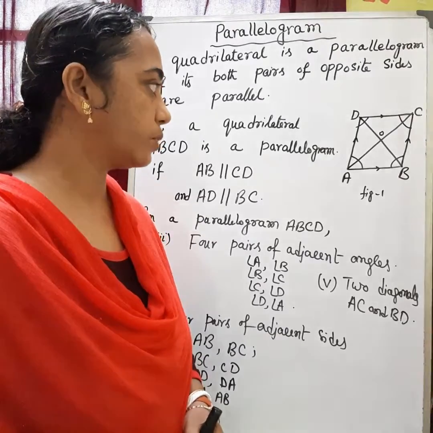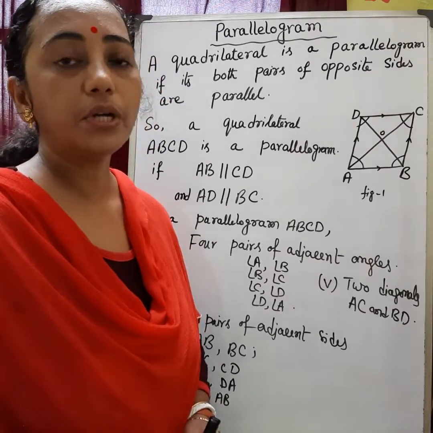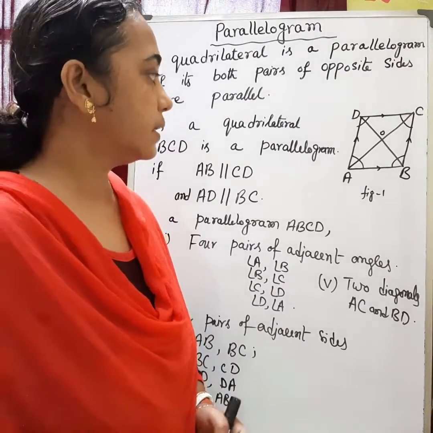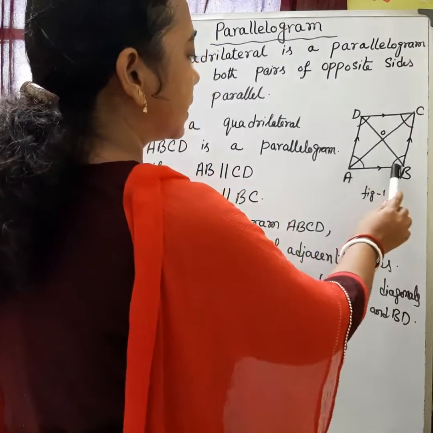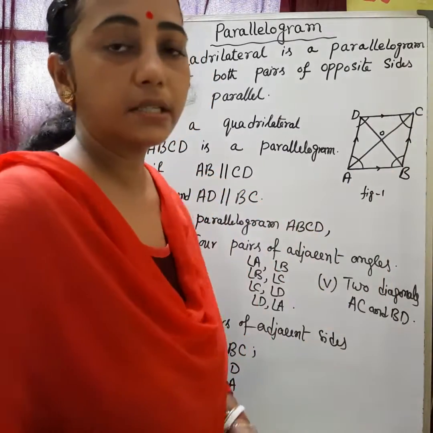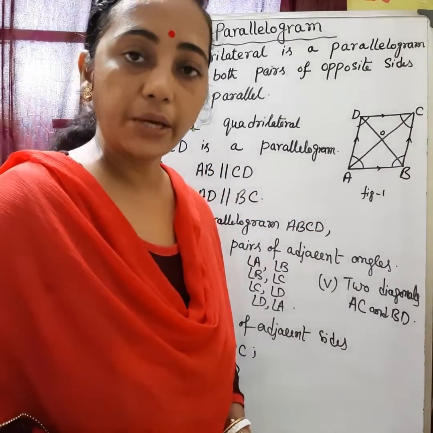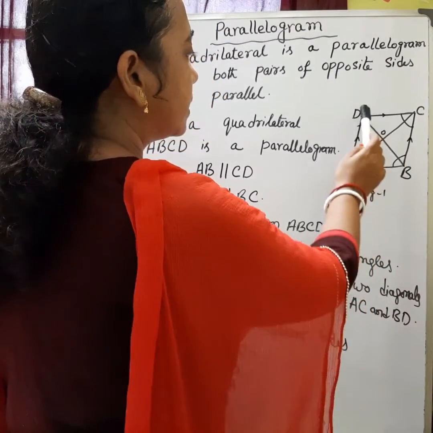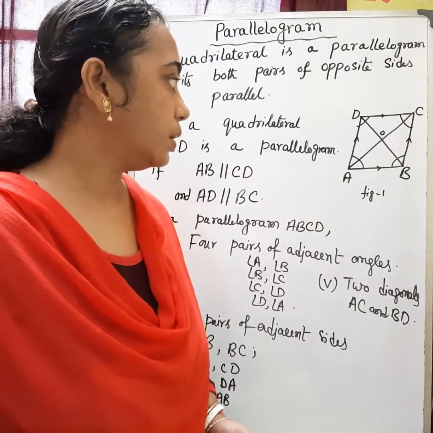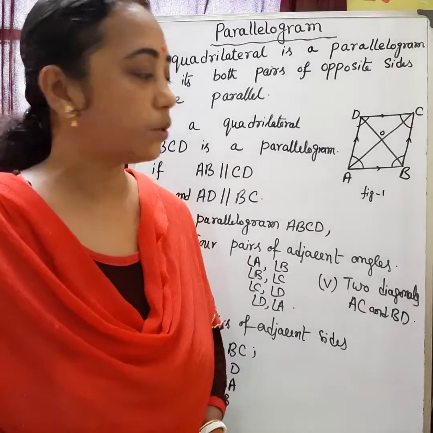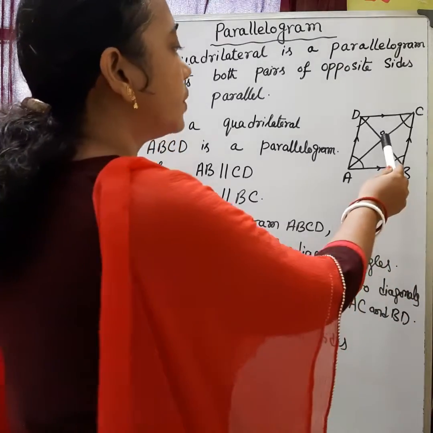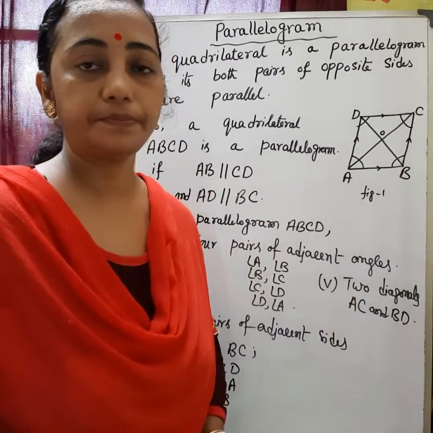Also it has two diagonals, that is AC and BD. We know that a diagonal is a line segment joining two non-adjacent vertices. Here A and B are adjacent vertices, but A and C are not adjacent vertices. So if we join A and C, we get a line segment, that is a diagonal. Similarly, if we join B and D, then we get another diagonal. So in a parallelogram ABCD, we have two diagonals, AC and BD, and they intersect at a common point, say O.